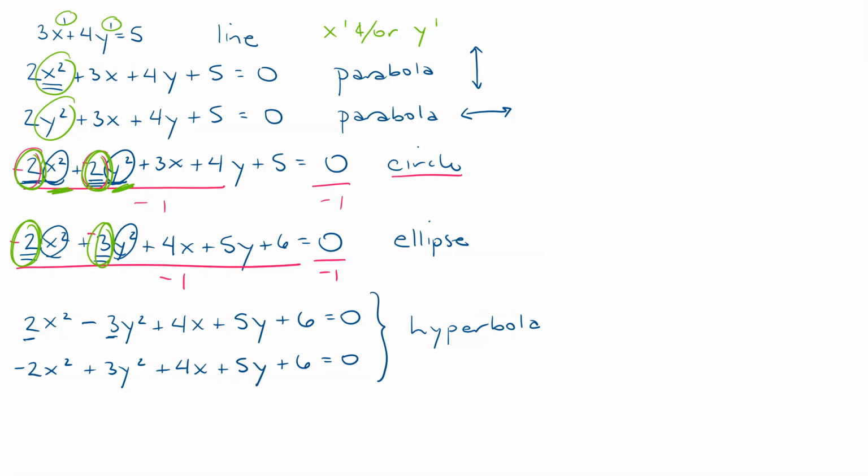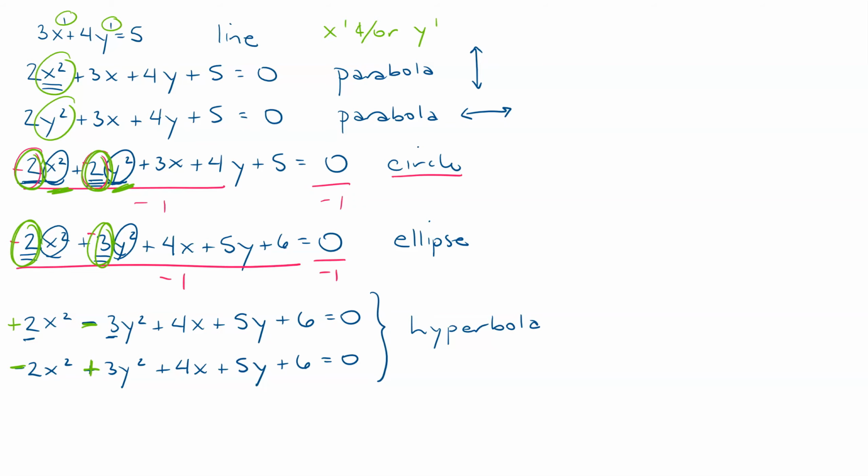For hyperbolas, it doesn't matter if the coefficients on the squared terms match exactly. They can be the same number or they can be different numbers. What matters is that one of them is positive and one of them is negative. Again, one of the squared terms will always be positive and one of the squared terms will always be negative.